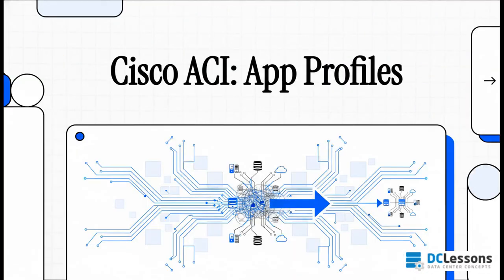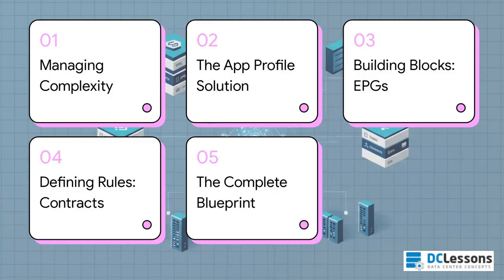So we're diving into a core concept in Cisco's application-centric infrastructure, or ACI. And that concept is the application profile. Believe me, it's a powerful tool, and it's designed to bring a whole lot of order to the chaos of application management. All right, here's our game plan. First up, we'll talk about the complexity problem we're all trying to solve. Then, we'll introduce the application profile and break down its key building blocks, endpoint groups, and contracts. And finally, we'll see how it all just clicks together to create a complete blueprint for your application.